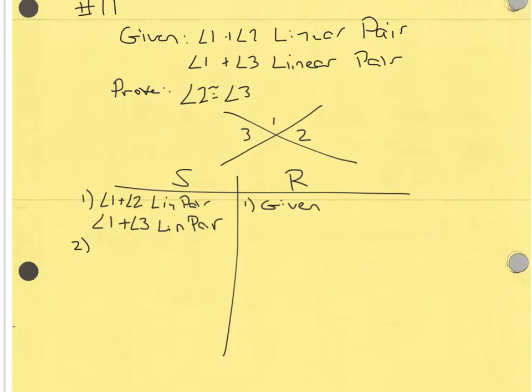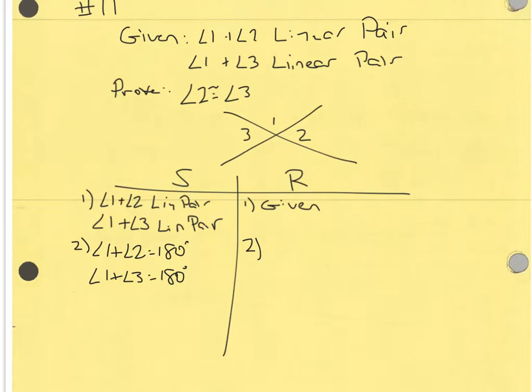What do we know about linear pairs? Well, I know that they're supplementary. That means they equal 180. So I can say angle 1 plus angle 2 equals 180 degrees, and I can say angle 1 plus angle 3 is equal to 180 degrees. So my reason for that is, you could say linear pairs are supplementary.